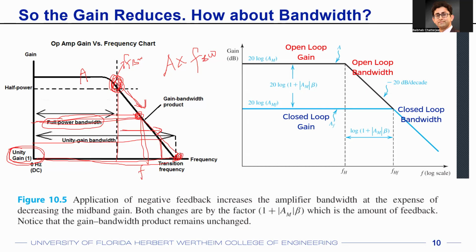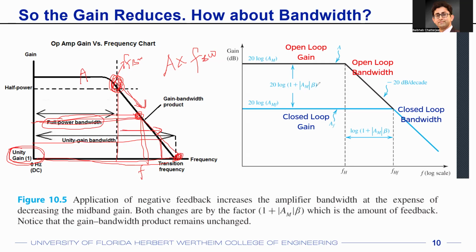Now, all of this is true for a first order op amp. If the op amp is second order, third order, we'll discuss that later in the course. This will not be true. This is only true for a first order op amp, where after the bandwidth, if you increase the bandwidth by 10 times, your gain reduces by 10 times.